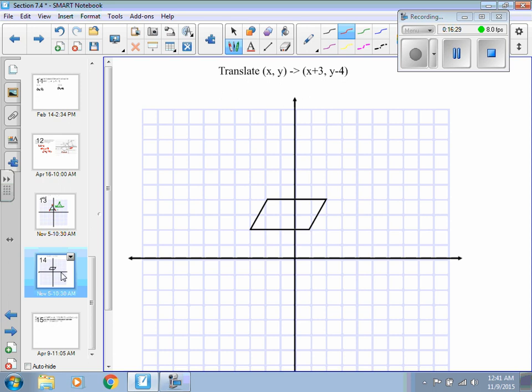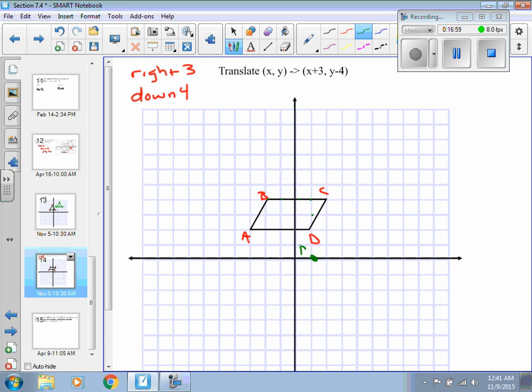Our next one is going to be a parallelogram. We're going to move our parallelogram ABCD, and we have the coordinate mapping of x plus 3 and y minus 4, which means we're moving which direction? Okay, we're moving right 3, and since we have y minus 4, we're moving down 4. Again, we're going to count each of those blocks off. Going right 3: 1, 2, 3, down 4: 1, 2, 3, 4.